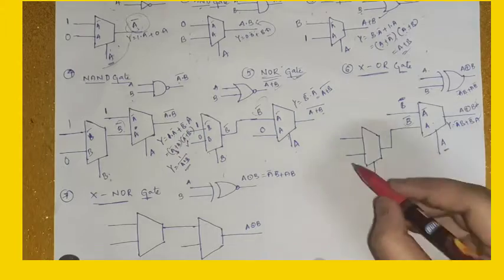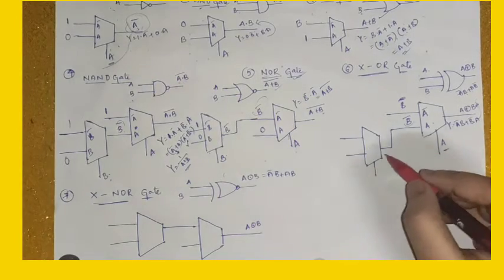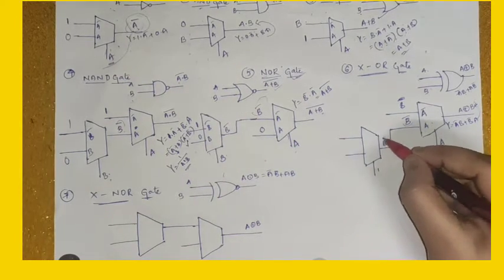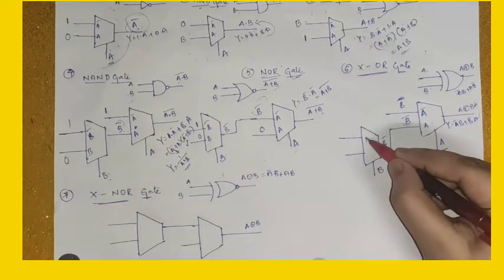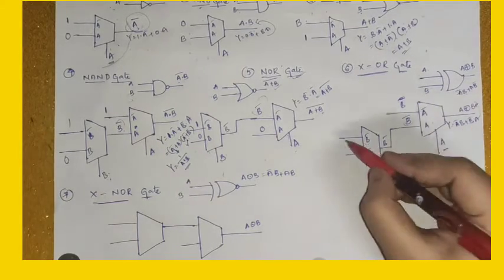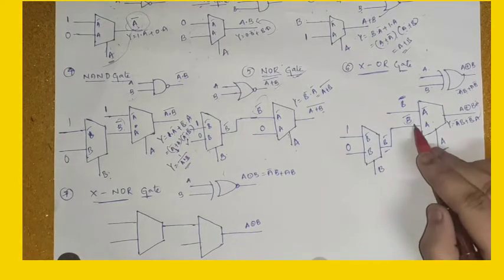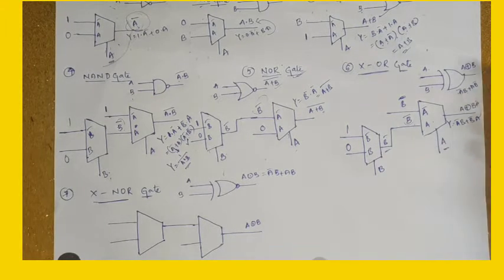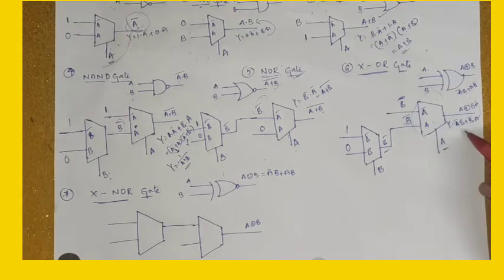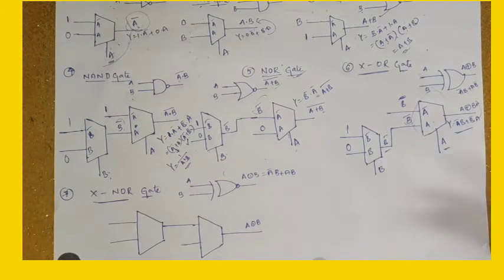So to get B bar we use a NOT gate here. To get B bar as the output, the selection line is B, here it will be B bar and here it is B. Here if I write 1 and 0, we will get the B bar. So in this way this B bar is used, and to get the XOR gate, another multiplexer is used here, and we got this XOR output.